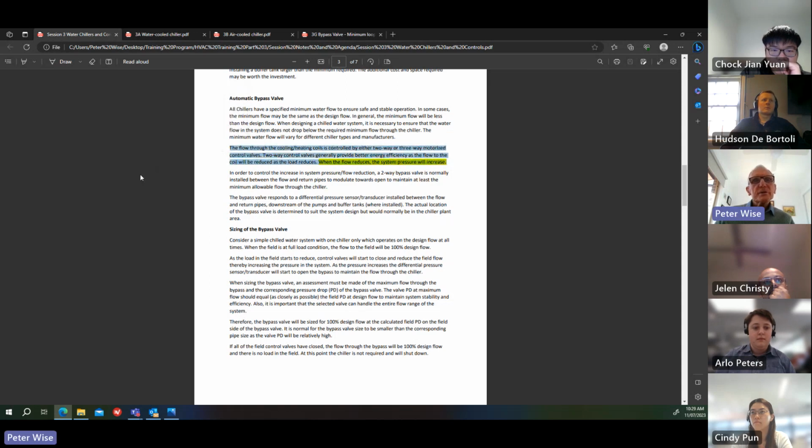The flow through the cooling and heating coils is controlled by either two-way or three-way motorized control valves. We've talked about them before. Two-way control valves generally provide better energy efficiency, as the flow to the coil will reduce as the load reduces. So as the load in the space is reducing, temperatures reaching design, you reduce the water flow. When the flow reduces, the system pressure will increase.